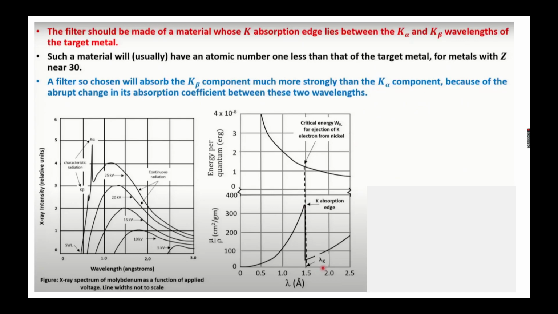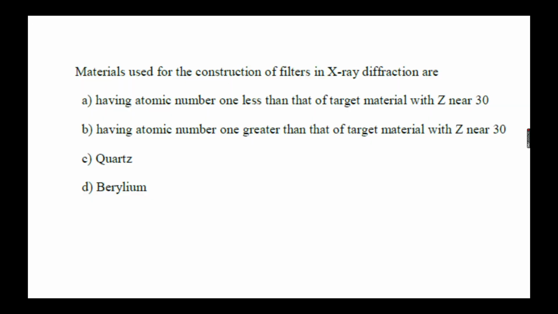So just keep in mind that the material which we will be using should have an atomic number one less than that of the target material, for a metal with an atomic number near 30. So yes, answer A was right.